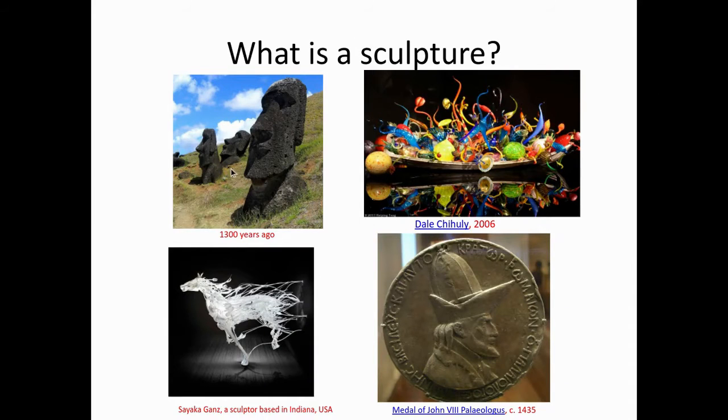So here's some sculpture examples. This one is from 1300 years ago. Oh my goodness, that's a long time ago now. These are the heads on Easter Island, and they were made out of rock. So people would either move the rock or they would leave it in place and they would carve into the rock and make these huge heads.